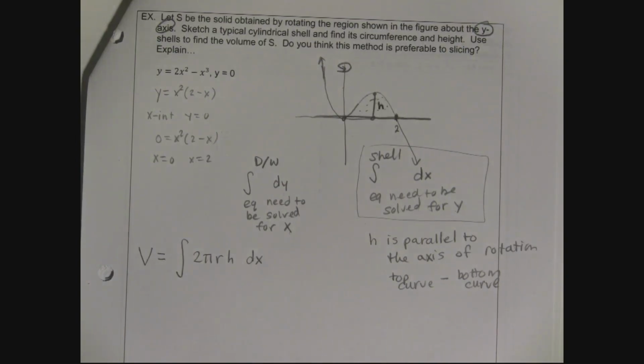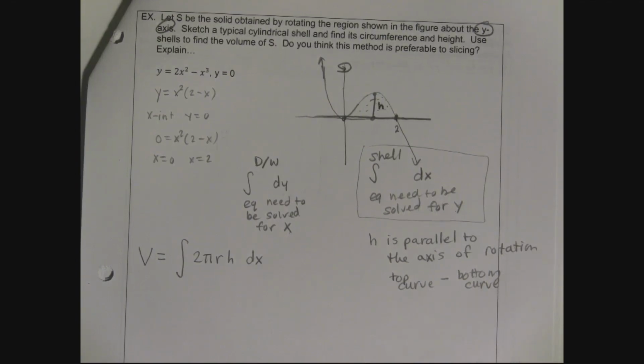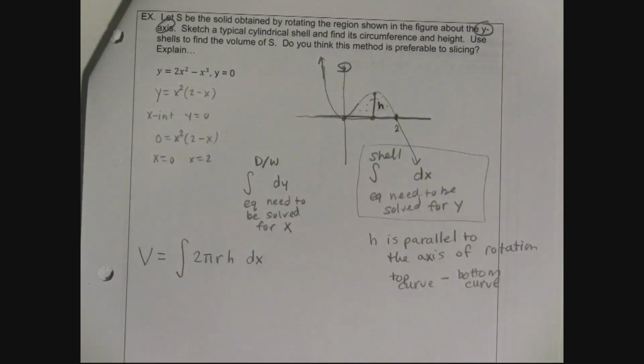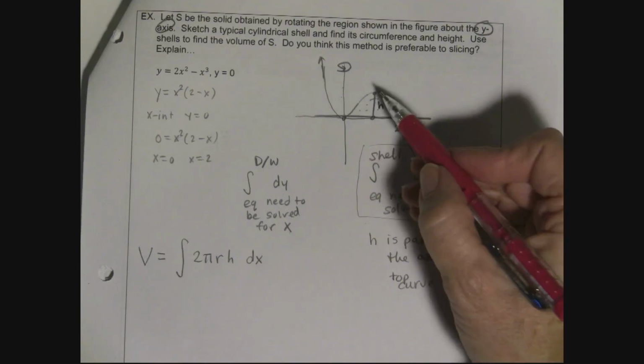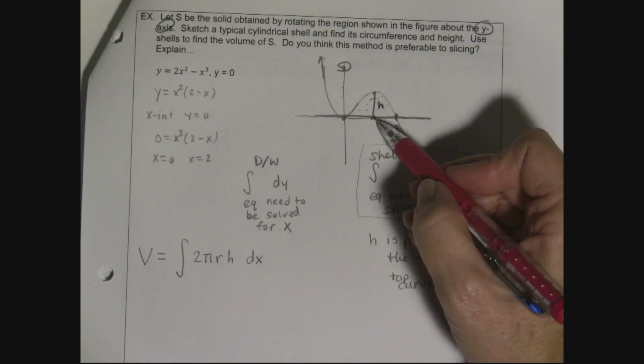And I want to tell people what it is, and I've told you some stuff to help you about h. H is parallel to the axis of rotation. So you notice here's the axis of rotation, so h is straight up and down. It's parallel to the axis of rotation. And h is, in this case, because it's going up and down, top curve minus bottom curve. My top curve was the cubic thing, right? And my bottom curve is the x-axis, which is y equals 0.